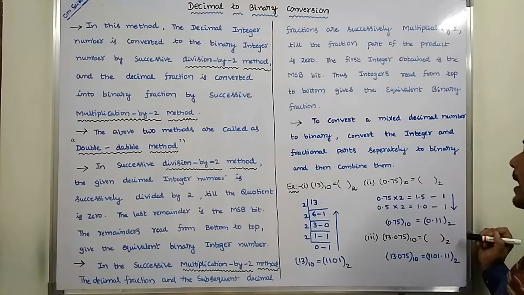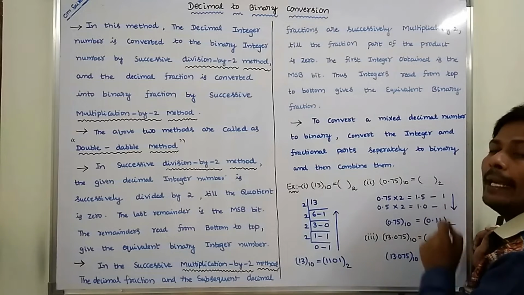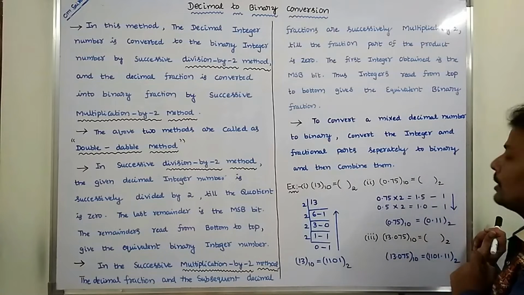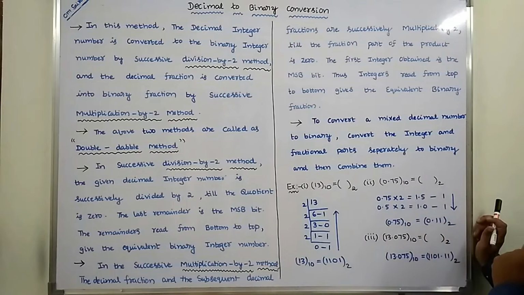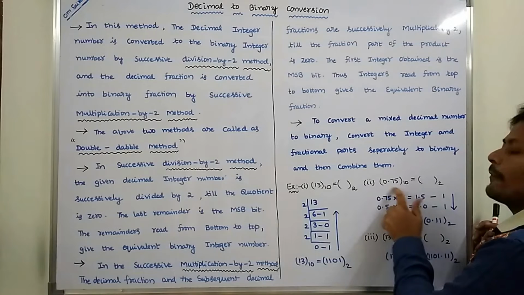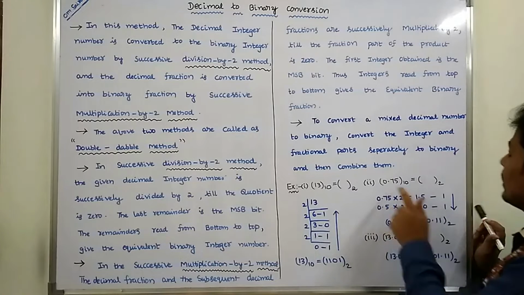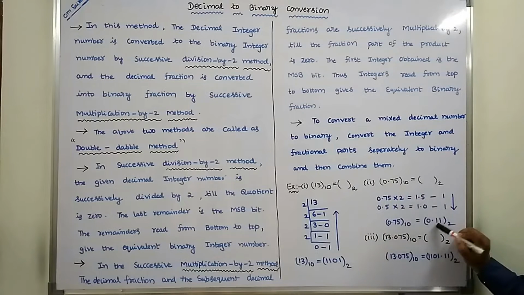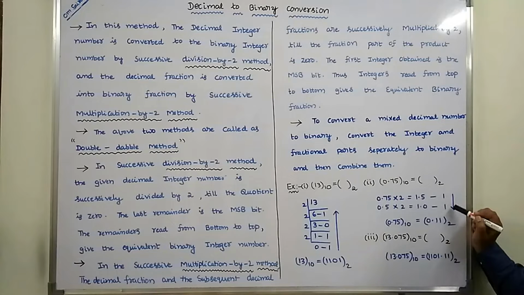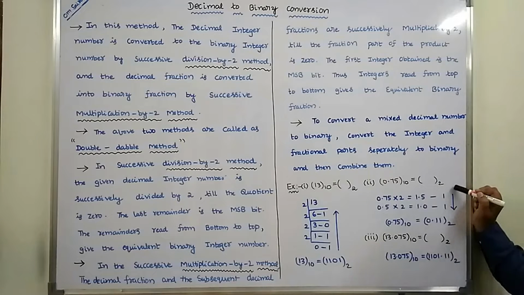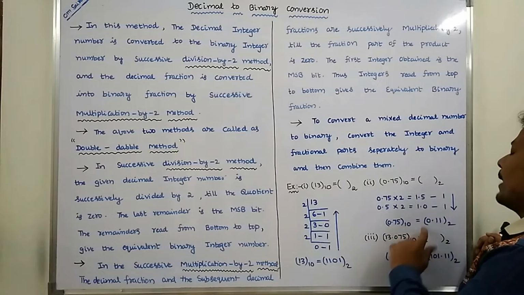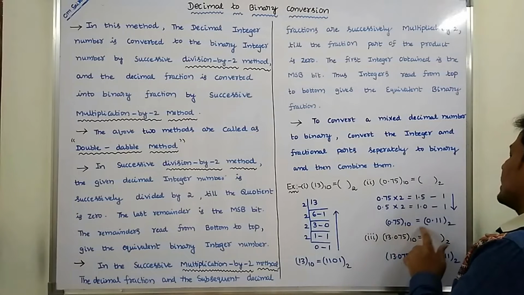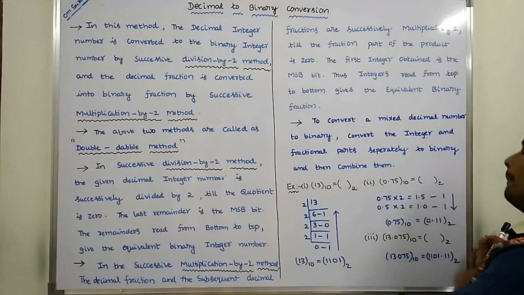Top to bottom. Then we are getting the final equivalent binary fraction number. So this result can be written as, after the decimal point, because we are taking the fraction part, 0 point. Now we have to read the integers from top to bottom. So that is 1, 1. So 0.75 base 10 is equal to 0.11 base 2.